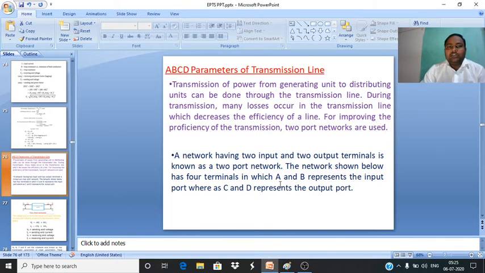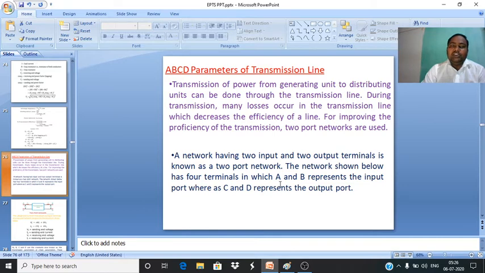In this session, we discuss what the ABCD parameters of a transmission line are, what the need for ABCD parameters is, and where we use them. ABCD parameters are very important for finding the sending end voltage and sending end current. If you know the receiving end voltage and receiving end current, finding the sending end voltage and sending end current is very easy using ABCD parameters.